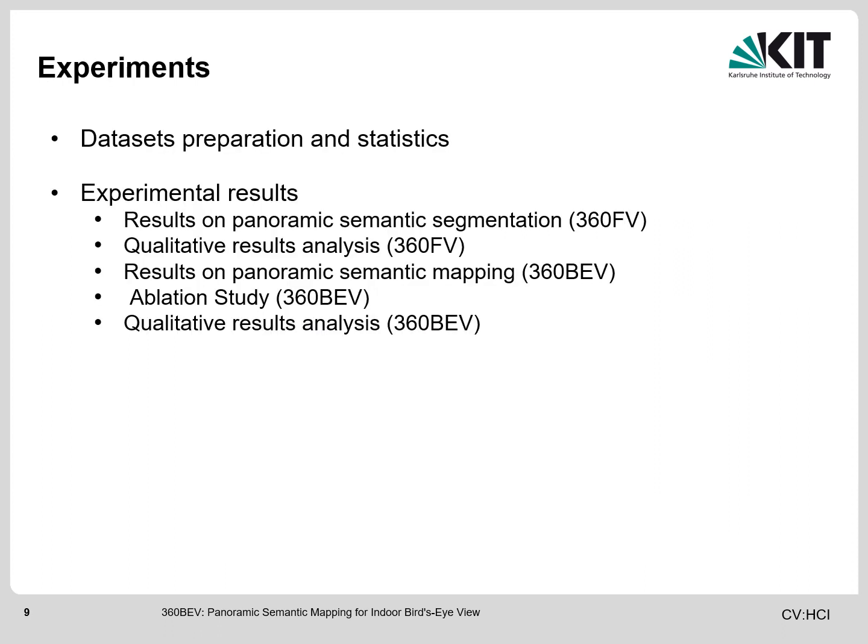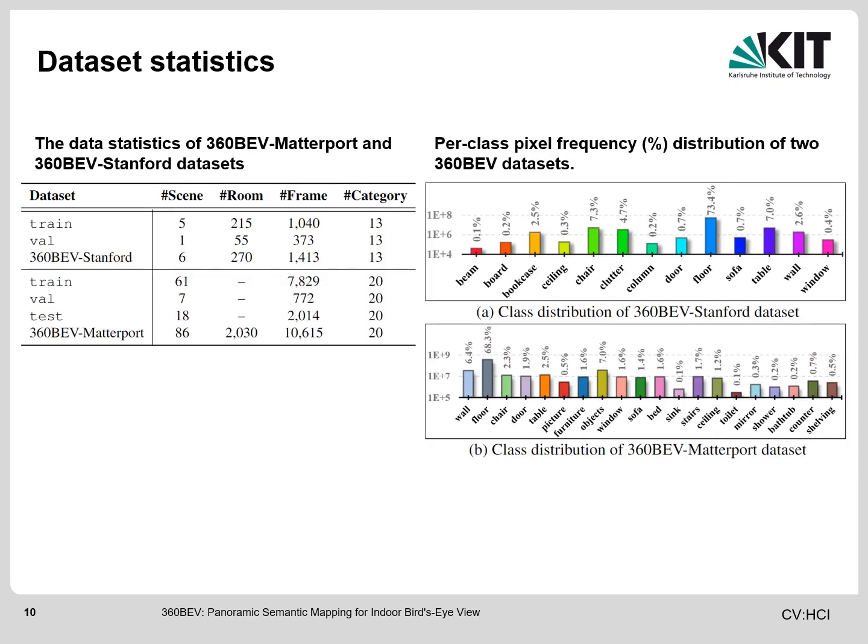For our experimental part, we will analyze the results on multiple datasets in mainly 2 parts. At first, dataset preparation, and second, experimental results. The overall statistical information of the two datasets is shown in the table on the left. Besides, we further calculate the per-class pixel number and per-class frequency of both BEV datasets in the figure on the right.